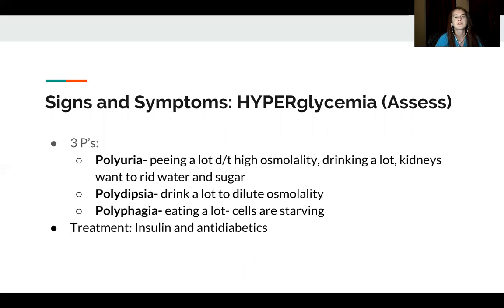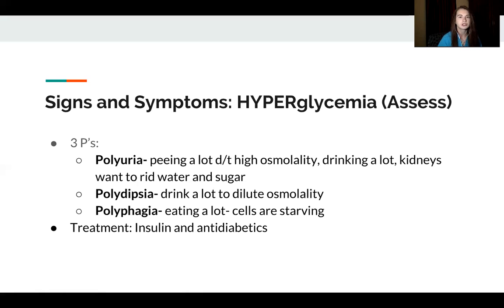Signs and symptoms. The first signs and symptoms are often due to hyperglycemia, because these patients have never been diagnosed before and their bodies have been compensating, and all of a sudden it burns out and they present with the 3 Ps. This is polyuria, polydipsia, and polyphagia. Polyuria is peeing a lot, and that's due to the high osmolality in their blood. So their blood is almost like syrup because they have all that glucose just hanging out and it's not getting into the cells where it needs to go.